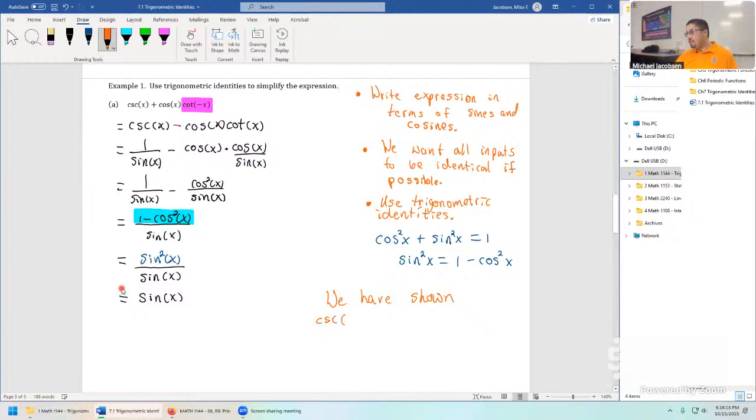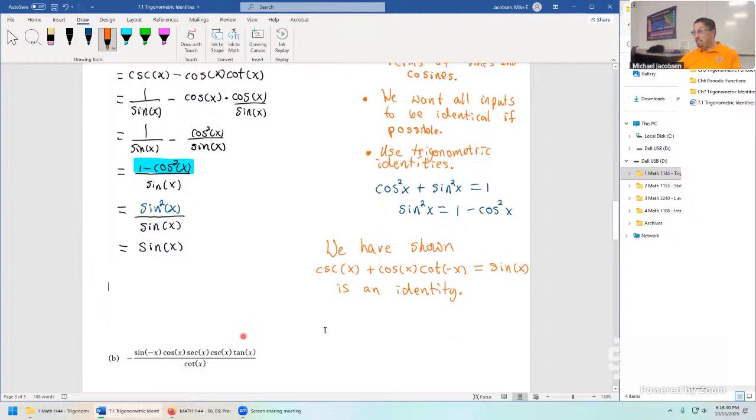that cosecant x plus cosine x times cotangent negative x equals sine x is an identity. We proved it ourselves from scratch. We didn't know where we were going with this. We just simplified until we got down to something nice.